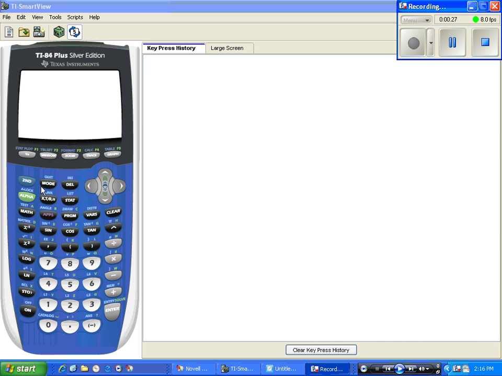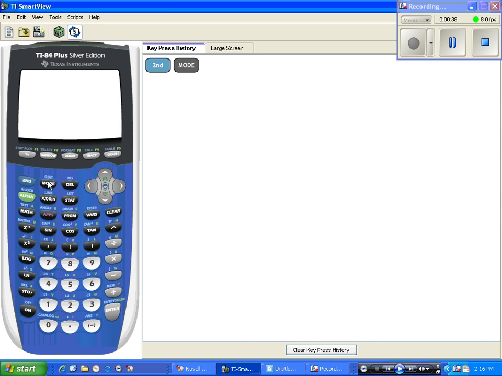Be careful to press things in order. If at any time you find yourself somewhere you do not want to be, you can always press second quit to return to the home screen. If you don't like what's on your screen, use the clear key.